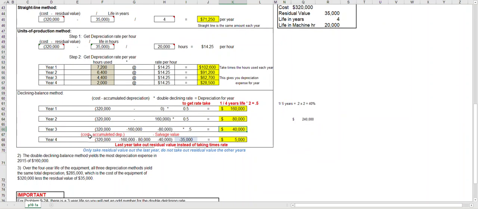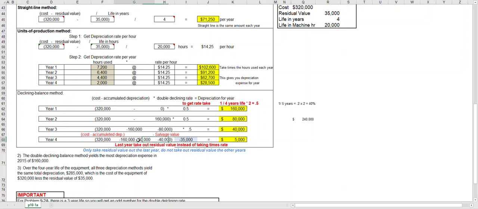Now we're up to year 4 and the very last year. So the formula will still be cost minus accumulated depreciation, but instead of taking it times that 50%, the double declining rate, I will subtract salvage, which remember was $35,000. So I'll take $320 minus year 1's depreciation expense of $160 minus year 2's depreciation expense of $80 minus year 3's depreciation expense of $40.